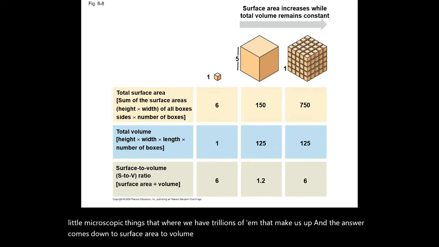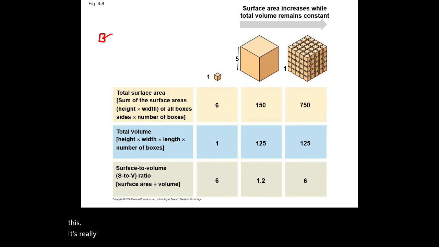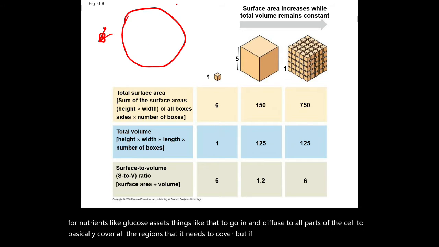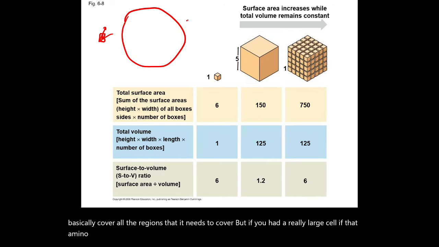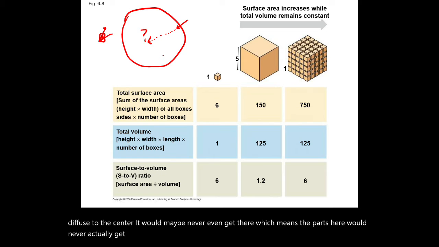It has to do with transporting nutrients and waste in and out of the cell and the efficiency of that process. If you have a tiny little cell like this, it's real easy to get things in and it's real easy to get things out, for waste to come out and for nutrients like glucose, amino acids, things like that to go in and to diffuse to all parts of the cell to basically cover all the regions that it needs to cover. But if you had a really large cell, if that amino acid or that glucose or whatever it might be entered, it would take really long for it to diffuse to the center. It would maybe never even get there, which means the parts here would never actually get the required substances.